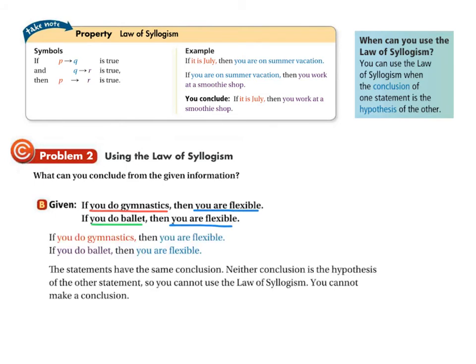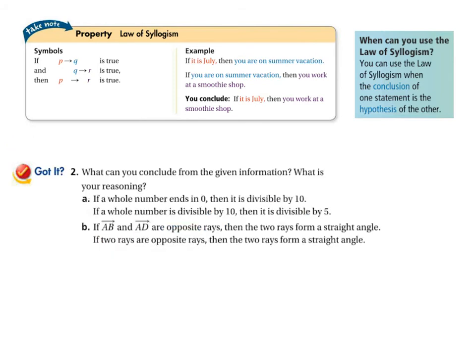So the statements have the same conclusion. Neither conclusion is the hypothesis of the other. You cannot use the law of syllogism and make a conclusion, meaning another conditional statement that combines them. Okay, try your hand at this got it problem set.